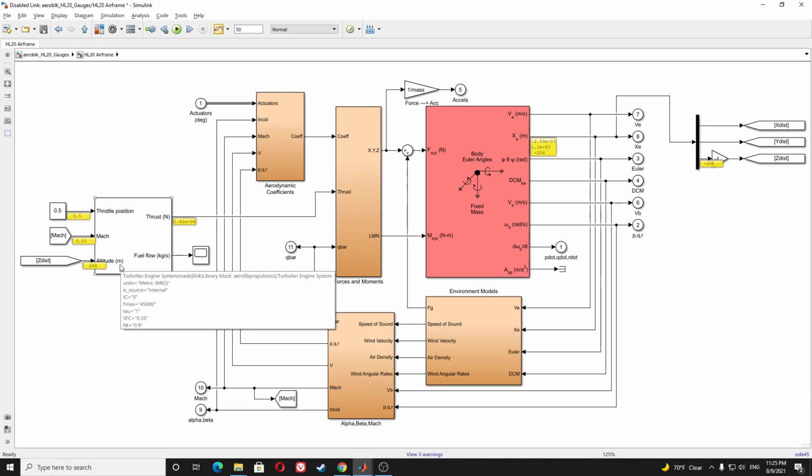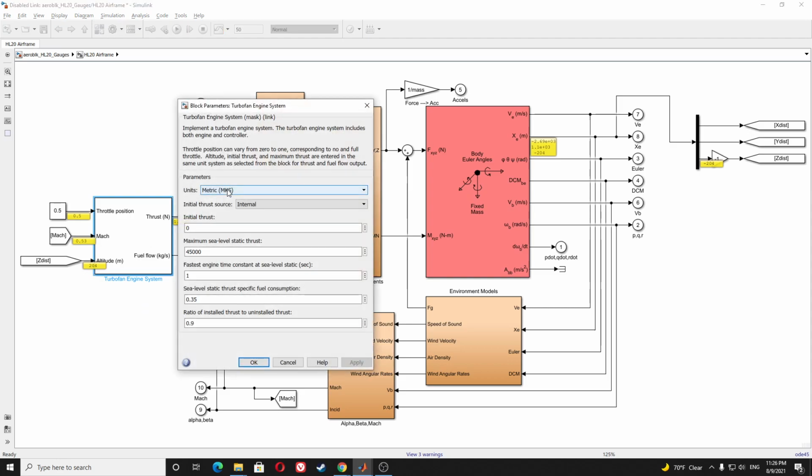And the altitude. Altitude in here is in meters, because we are using the metric system in our model. You can find the English system also, but I prefer to use the metric system. Initial thrust means idle. You can decide just idle, but you can accept it like that at the beginning. The maximum sea level static thrust, I didn't make any change. The other things are also constant, but you have to change these values according to your design.